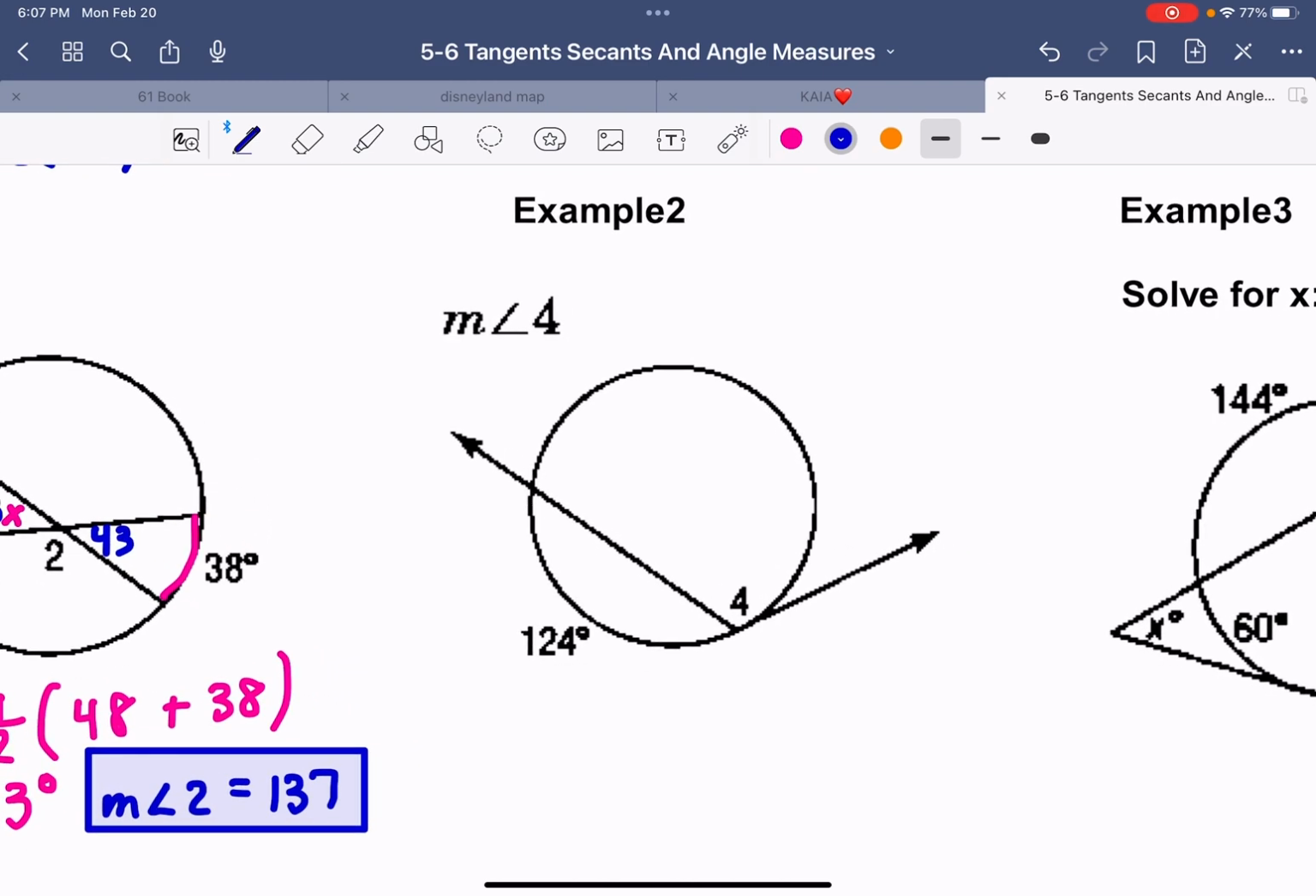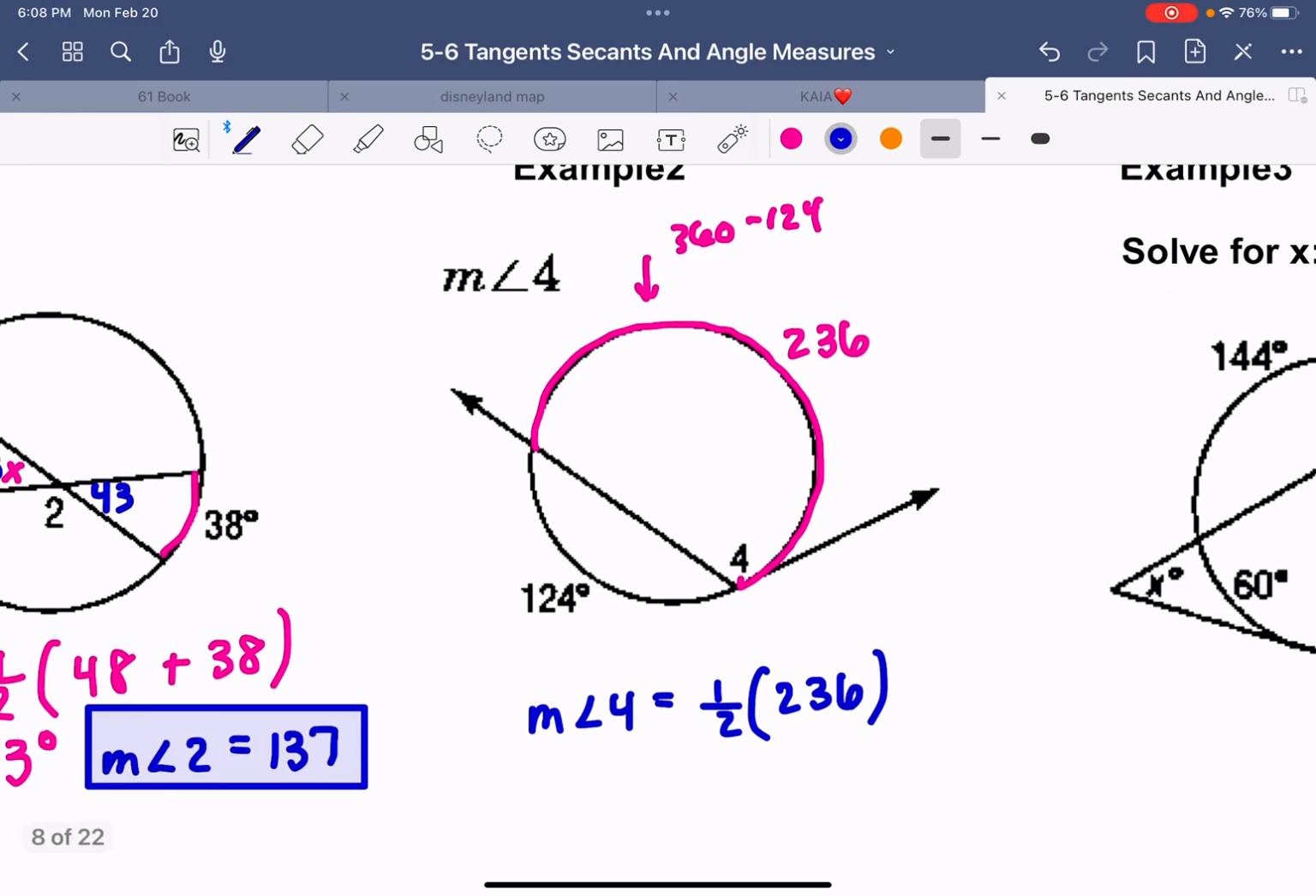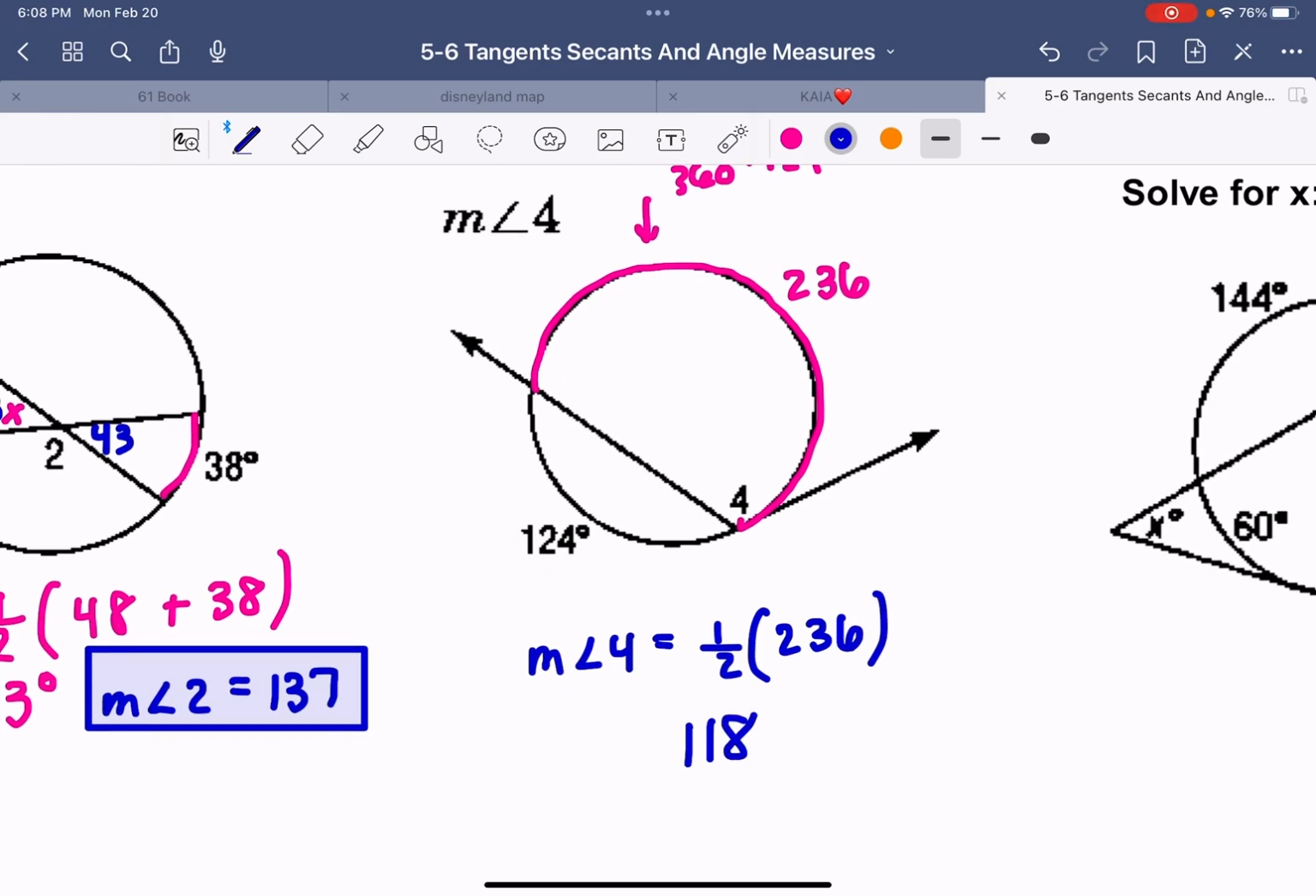All right, example 2, we're finding measure of angle 4. A few different ways to do this. Again, I see I have a secant intersecting a tangent. This vertex is on the circle, so it is an inscribed angle. It's going to follow that same rule as an inscribed angle. So this is the intercepted arc, which I can find by taking 360 minus 124, which gives me 236. And the measure of angle 4 will just be found by taking 1/2 that measure, which is 118.